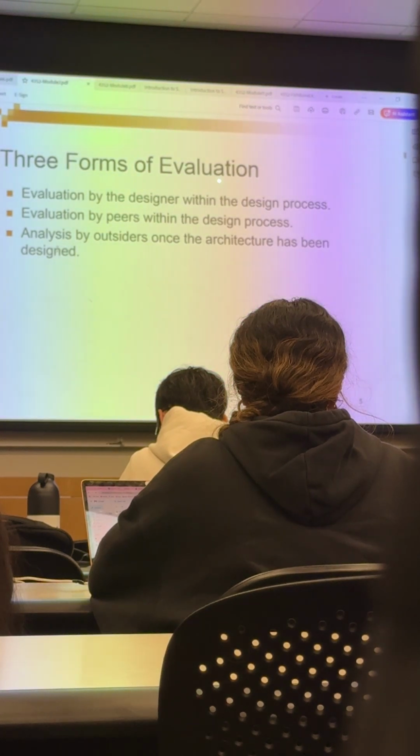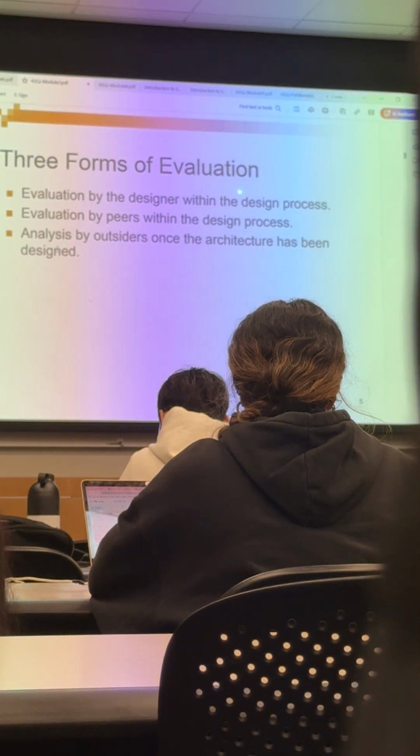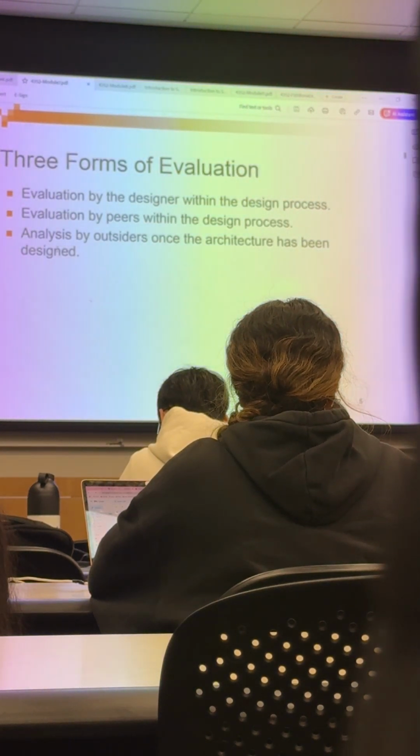There are three forms of evaluation. The first one is the designer, that is ourselves. We go through the design process and probe our decisions, and we use something like a thought experiment. We verbally work through a scenario, we write down the scenarios, and make sure that the design process that we are including as part of the architecture is correct.